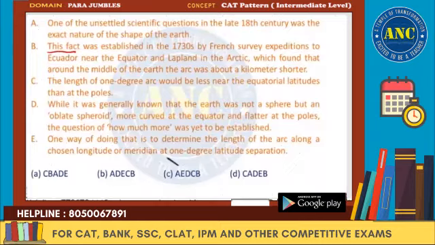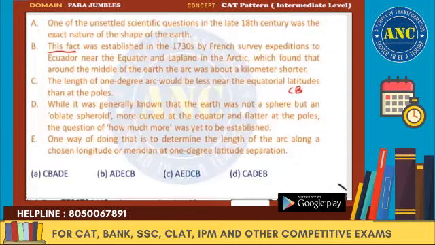In C, he says the length of 1 degree arc would be less near the equatorial latitudes than at the poles. Now clearly you see that CB is a link. In C, he is giving the fact, and in B, he is saying when it was found. D, while it was generally known that the earth was not a sphere, but an oblate spheroid, more curved at the equator and flatter at the poles, the question of how much more was yet to be established. So, isn't it a continuation of A?